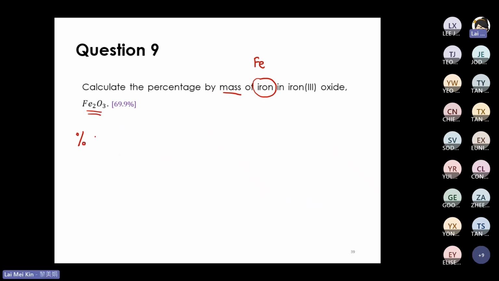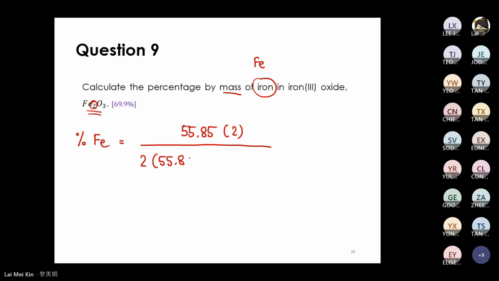All right, so percentage by mass of iron will be my mass of iron. So what is the mass of iron? Do I just use 55.85? We multiply it by 2 atoms. Yes, multiply by 2 because in the compound, I have 2 iron. Then divided by the total mass. So total, I have 2 iron plus 3 oxygen. And you multiply it by 100.